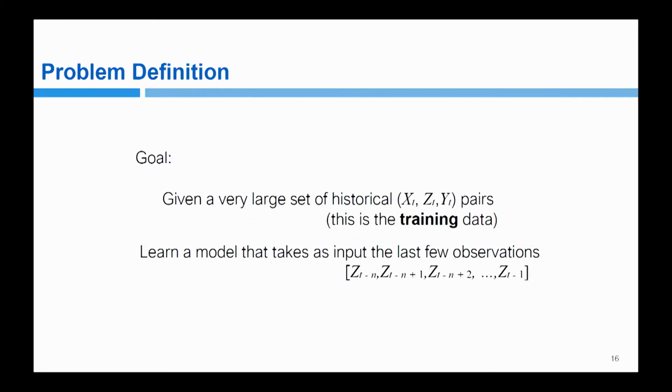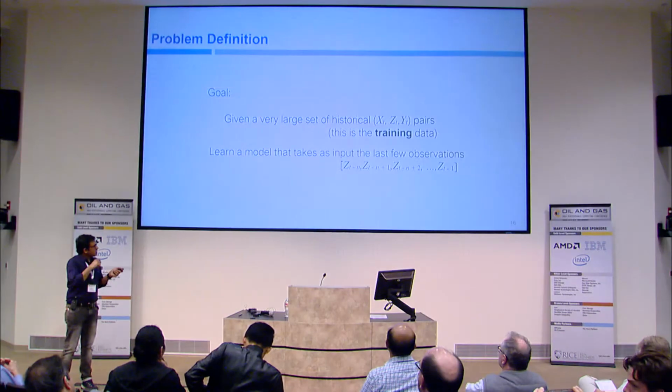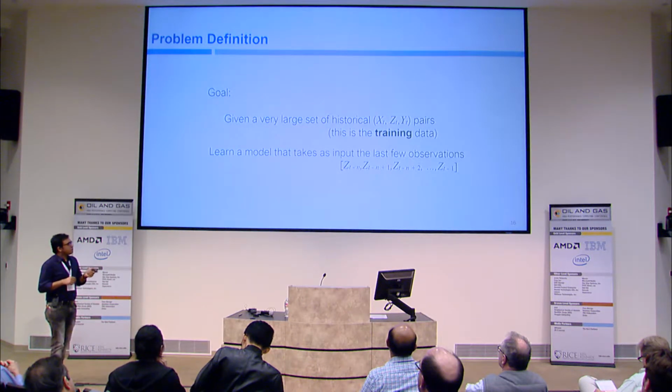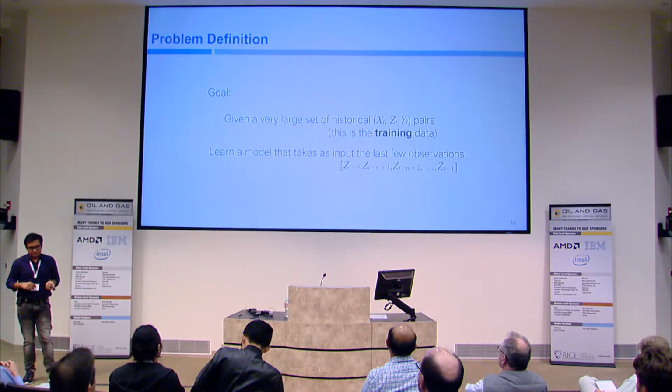So what is the goal of our training? Given a very large set of historical xt, zt, and yt, which we classify as our training data, we would like to train our model on this data. And given the x's and z's at the future timestamp, we would like to predict the y's later, right?